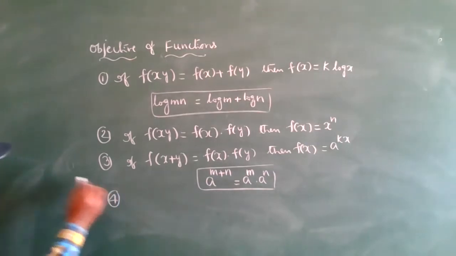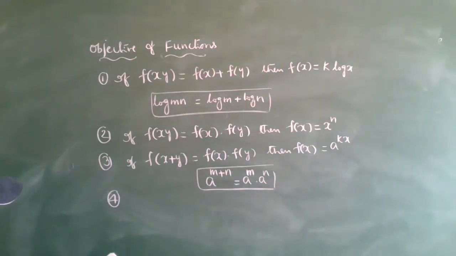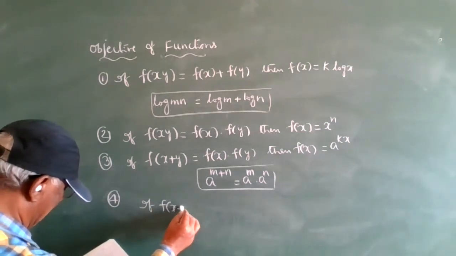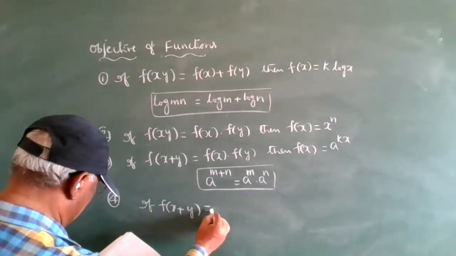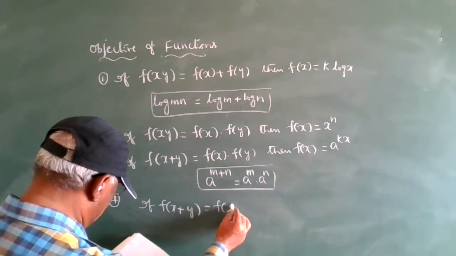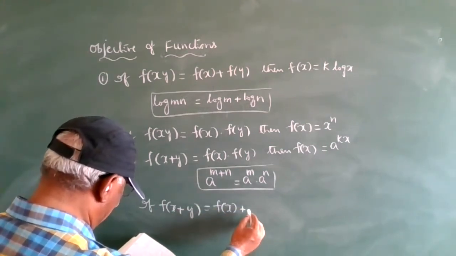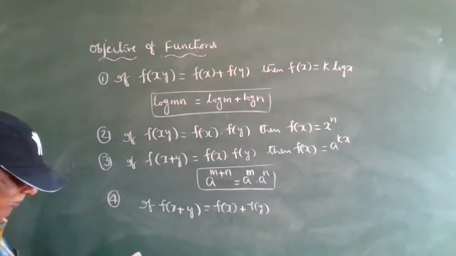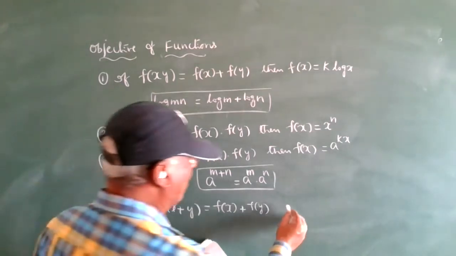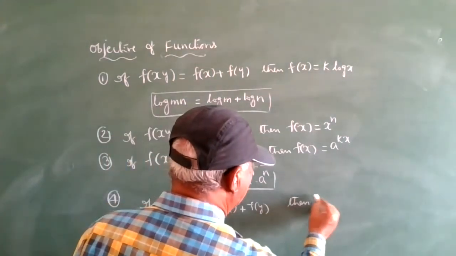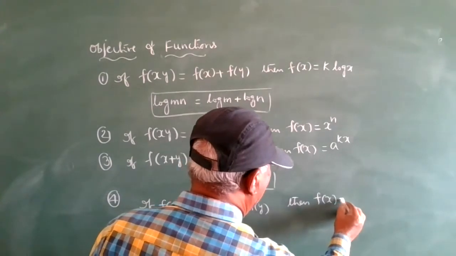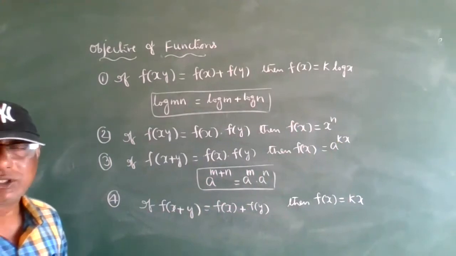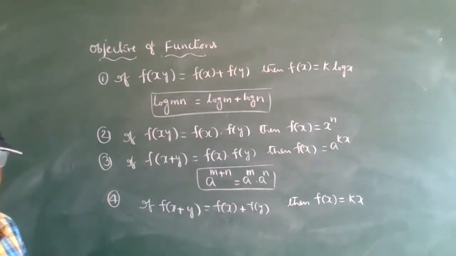Fourth point is, if f of x plus y is equal to f of x plus f of y, then f of x should be taken as k into x. So this should be read and remembered, no other chance. This should be read and remembered.